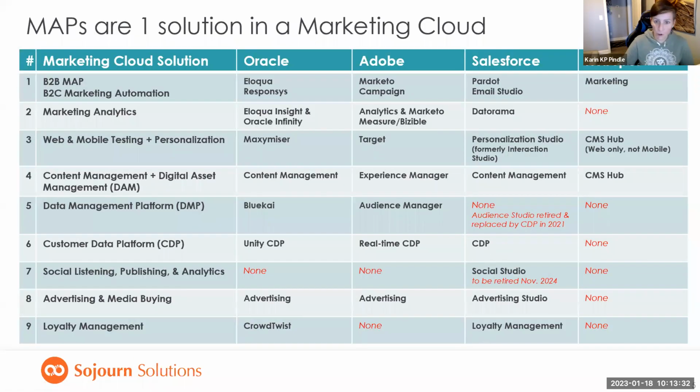The other thing I want to jump into is considering where marketing automation falls into a marketing cloud. It's only one solution, or one product, if you will, in a marketing cloud. What I'm showing you here, I'm not going to go through the whole thing, but just to give you an idea, there are at least 9 categories of solutions in most marketing clouds. You can see Oracle checks the box for almost all of them, except it used to have a social listening, publishing, and analytics tool called Social Relationship Management, SRM. Not the most unique name, but they retired it a few years ago.